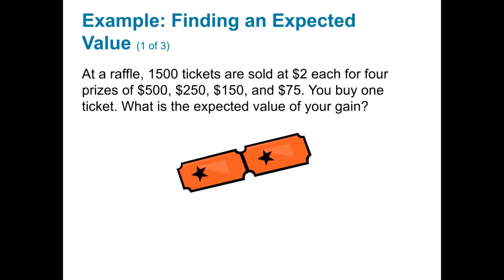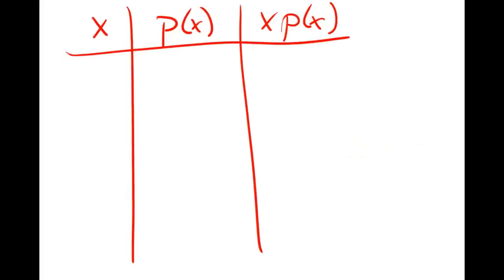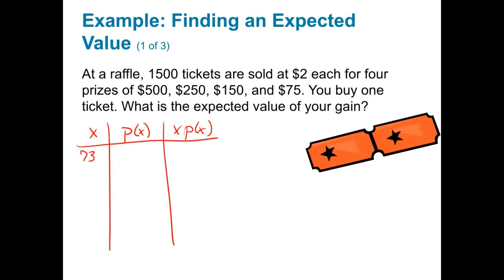To figure this out, we need to know what our X values are. So what are our possible gains? How much money could you win, and then the probability of it. If you win the prize of $75, how much money do you actually gain, though? You lost the $2 you paid in for the ticket, right? So it's actually a gain of $73.